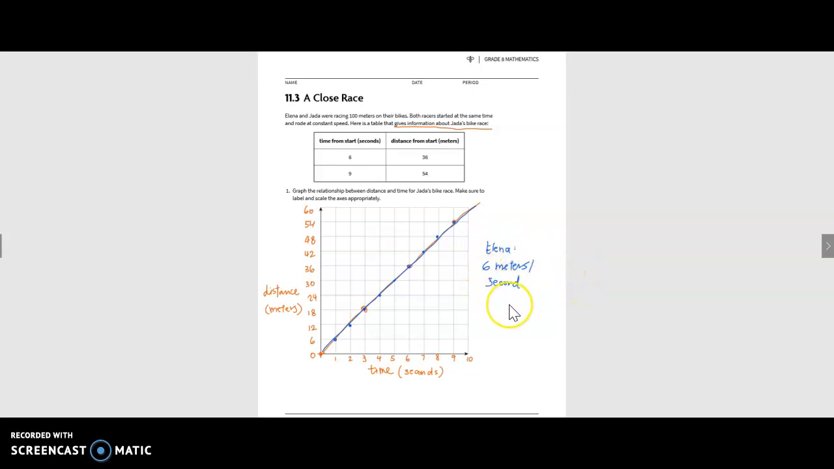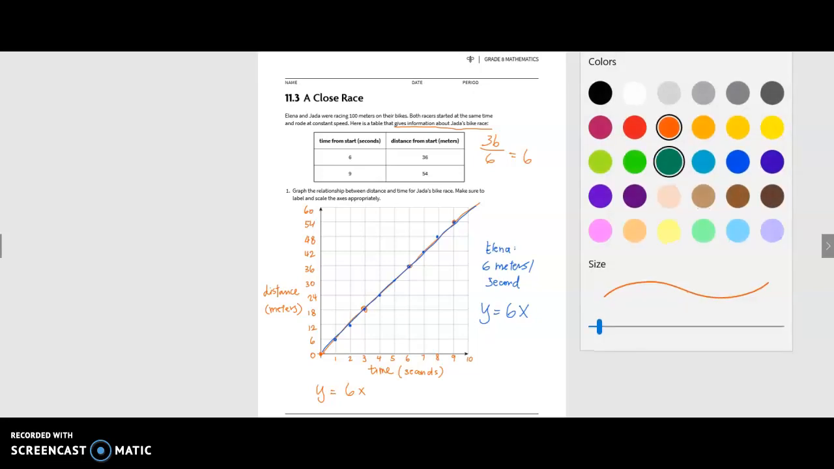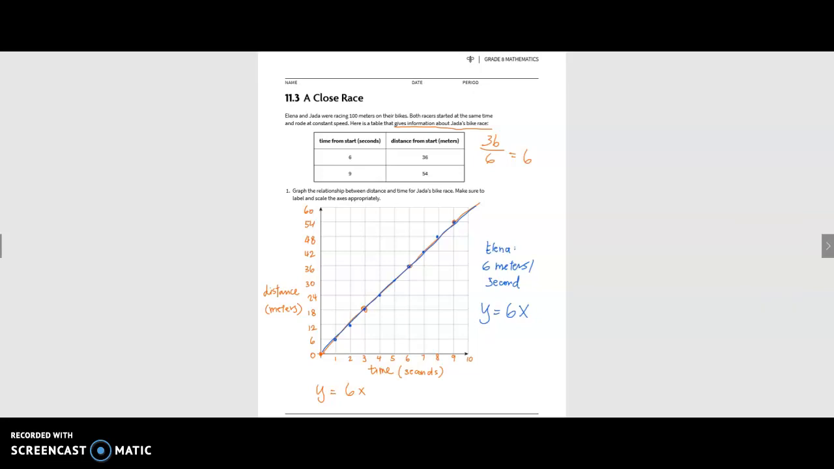Let's go ahead and write an equation now to represent both of them. For Elena, the speed is 6 meters per second, so it will be y equals 6x. And then for Jada, the speed will be 36 divided by 6, which is 6, so y equals 6x. So we know that 6x equals 6x, so I'm going to combine these two equations together. 6x equals 6x. We call this infinitely many solutions.